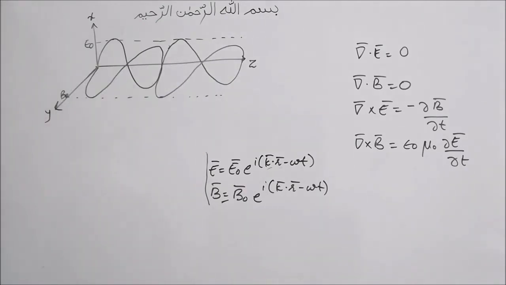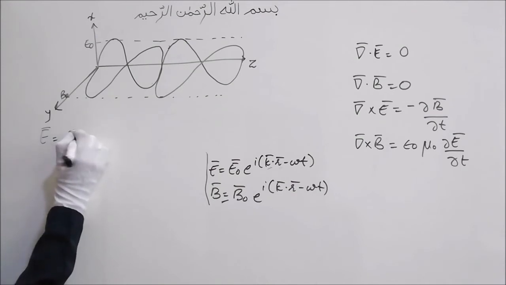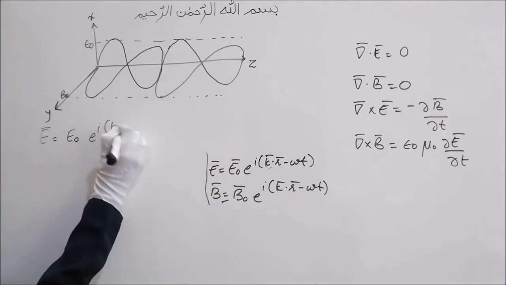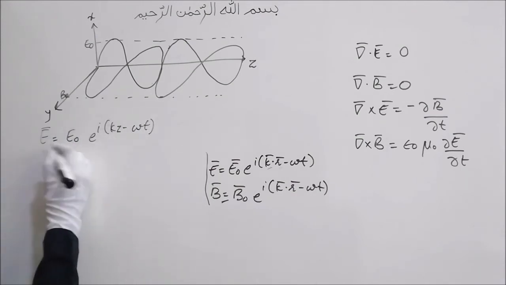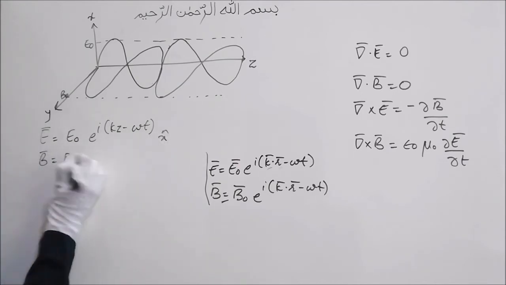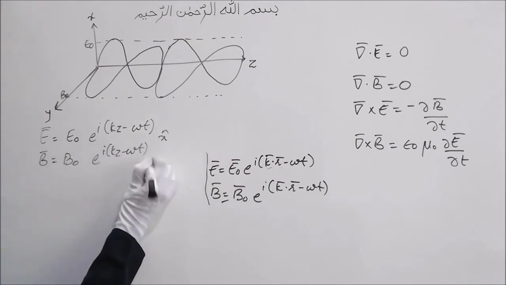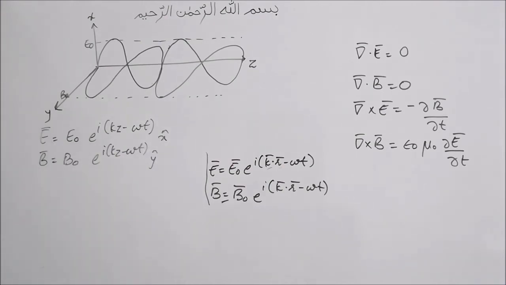Okay, so the wave equations here will be E bar equals E naught e raised to i(kz minus omega t) in the x hat direction, and B bar will be equal to B naught e raised to i(kz minus omega t) in the y hat direction. These are nothing but the equations of plane waves, where the amplitude is constant, and we are writing this in terms of Cartesian coordinates. They have plane wave fronts.